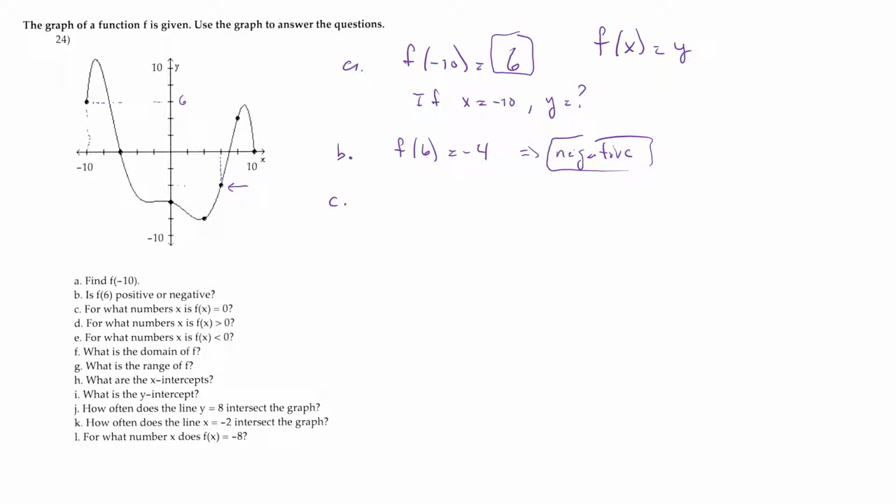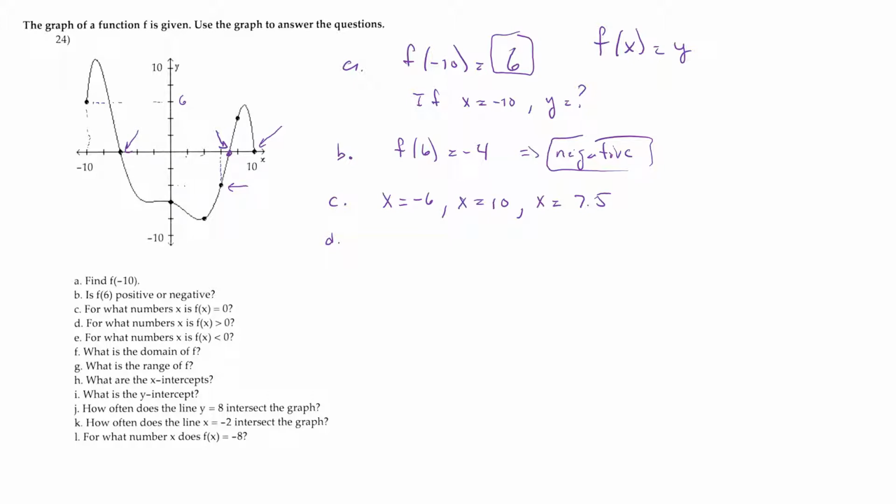For what numbers x is f of x equals 0? Well, f of x is equal to y. So they're basically asking me what x coordinates have a y coordinate of 0. If x is equal to negative 6, it looks like the y coordinate is 0. Notice that if x equals 10, the y coordinate is 0. And we have another one right here. If x is equal to 7.5, it looks like. Right, because each marking is 2. So we have 2, 4, 6. It looks like it's 7.5. The y coordinate would be 0.